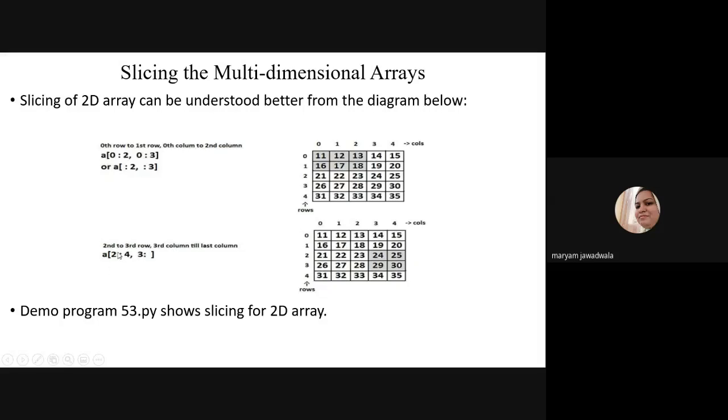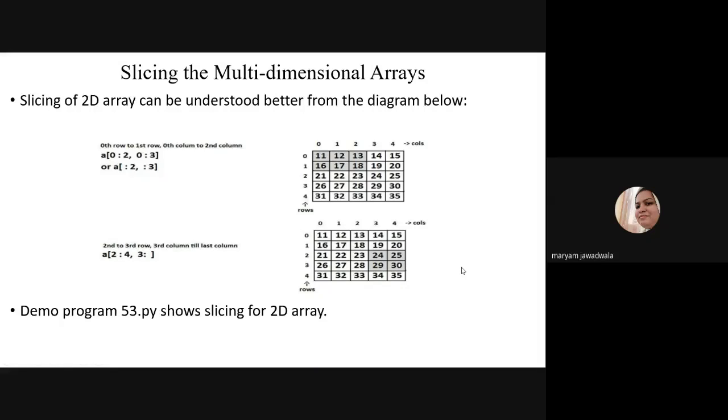And suppose I want to access the second to third row and third column till the last column, then how can I write? a[2:4, 3:], and I'm not writing anything after the colon, means till the last column. So the output will be this, right? Second and third row and third column till last. But the last one is fourth. So these 4 elements will be displayed: 24, 25, 29 and 30.